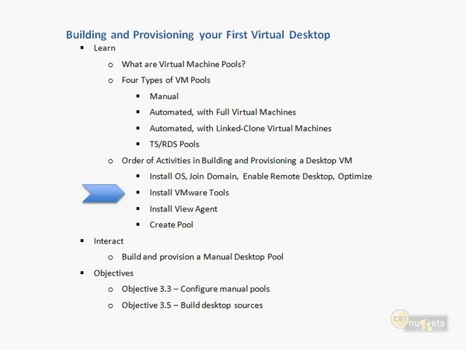Then we discussed the order of activities in building and provisioning a desktop VM. We've got to install the operating system and then the VMware tools. Then we've got to go through joining the domain, enabling remote desktop. We've got to optimize that virtual machine and install the View agent before we go about creating that pool. And then lastly, we stepped through the whole building and provisioning of a manual desktop pool within VMware View.